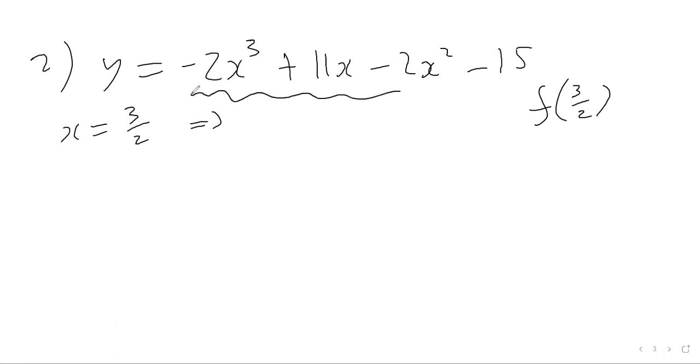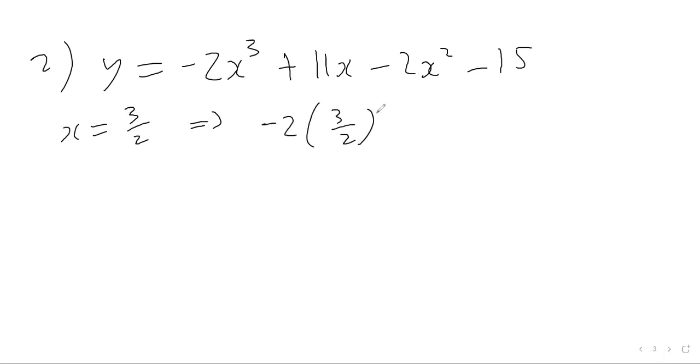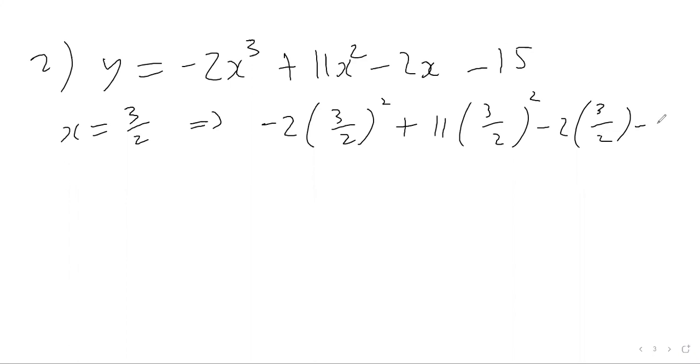So maybe they call this f of x, and then they say find f of 3 over 2. So that's what you would do. You just plug in 3 over 2. So you get negative 2 times 3 over 2 squared... sorry, I forgot the squared there. That should be squared, and that should just be x there. Apologies for that. So that should be 3 over 2 cubed, and this is just 3 over 2 inside there, multiplied by the 2, and then subtract the 15 at the end there.